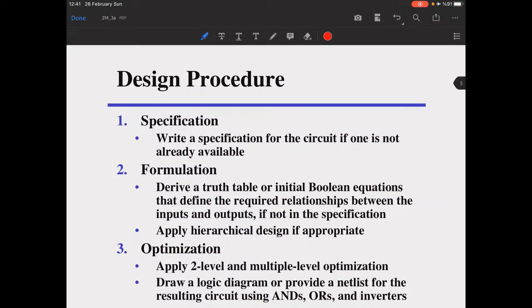The design procedure starts with the specification, what the customer requests or what your teacher asks from you. So you write the specification for the circuit in detail if one is not already given. Usually the exam questions will have the specification, but customers may have some blurry ideas about the product or the service that they ask from you, so you need to help them specify it as well. So the specification part is very important.